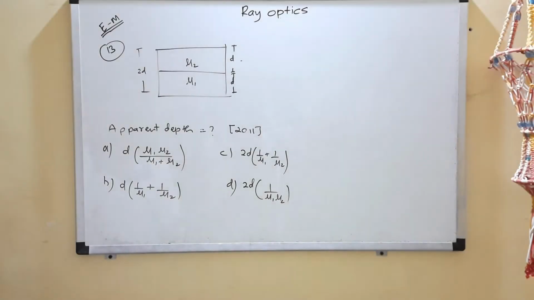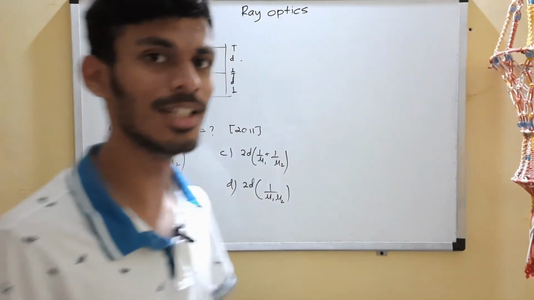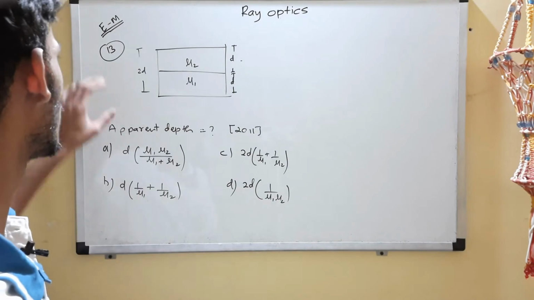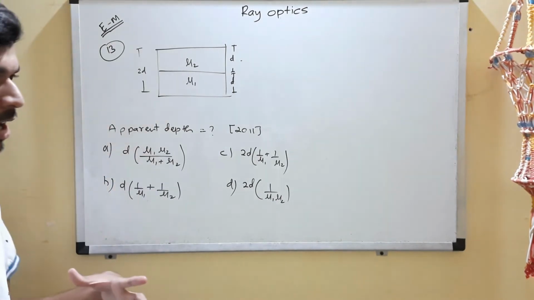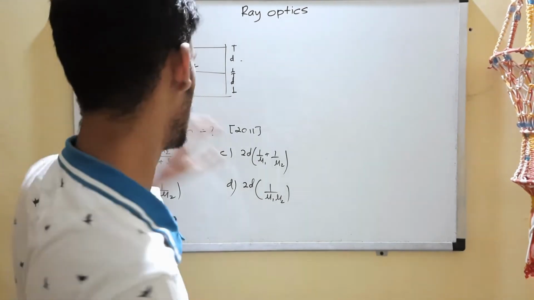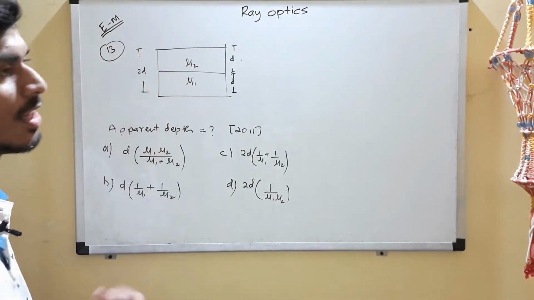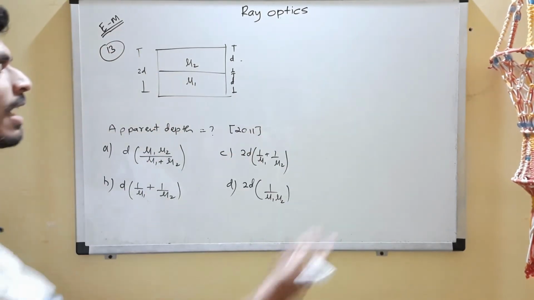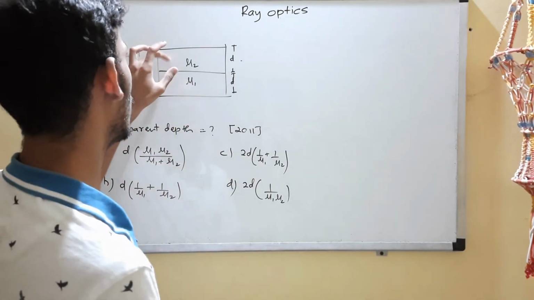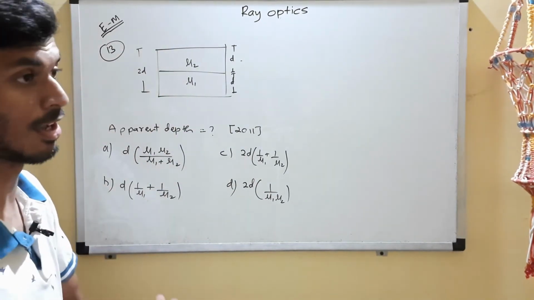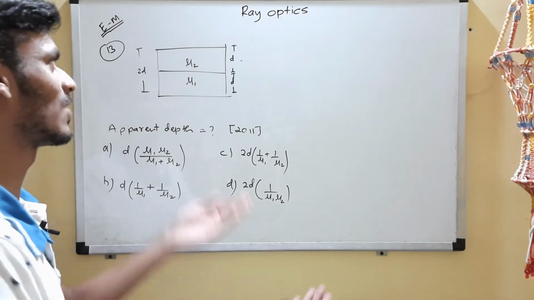So question number 13 over here, the first from the easy to moderate category. In this question, we have a vessel whose depth is 2d, where d is some distance. Half of this vessel is filled with a liquid of refractive index mu1. The other half is filled with a liquid with a refractive index of mu2.